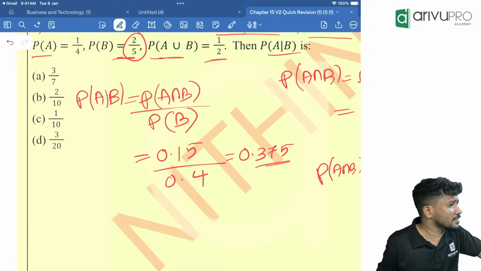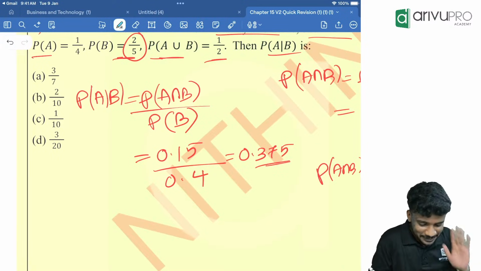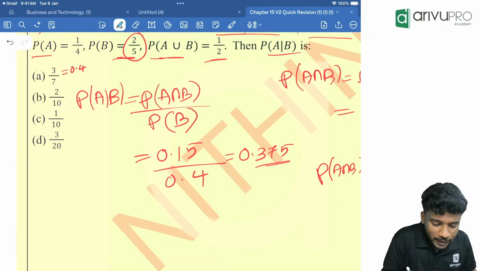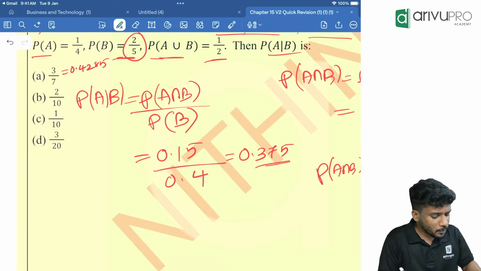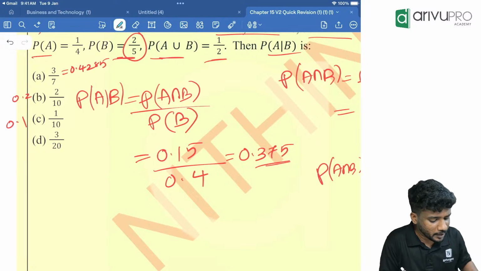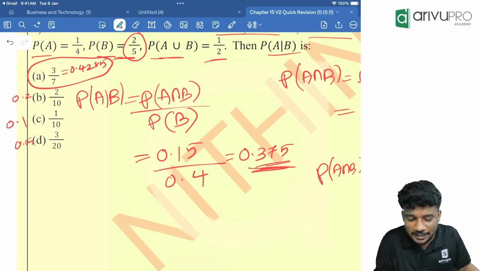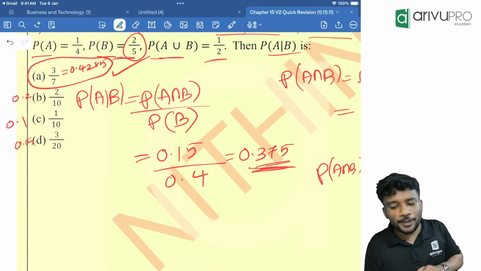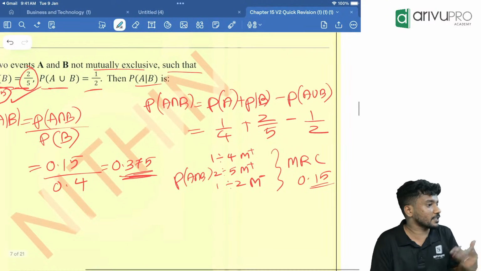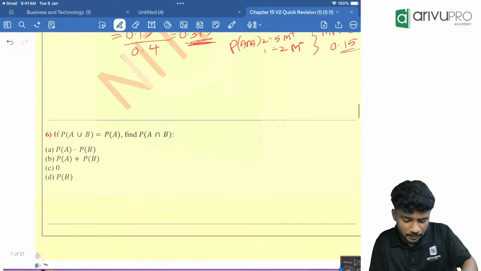Which option is giving you the answer? None of the above. But will you sit and cry? No, we will go for the nearest answer. Which is giving the nearest answer? 3 divided by 7 is 0.4285. Then 2 by this is 0.2. This is 0.1. 3 divided by 20 is 0.15. Which is the nearest value towards 0.375? Option A is the answer. That's why this is a good question. You will think, where did I go wrong, and go back again and again and check one by one. Okay, yes. Now people, coming to the next part.